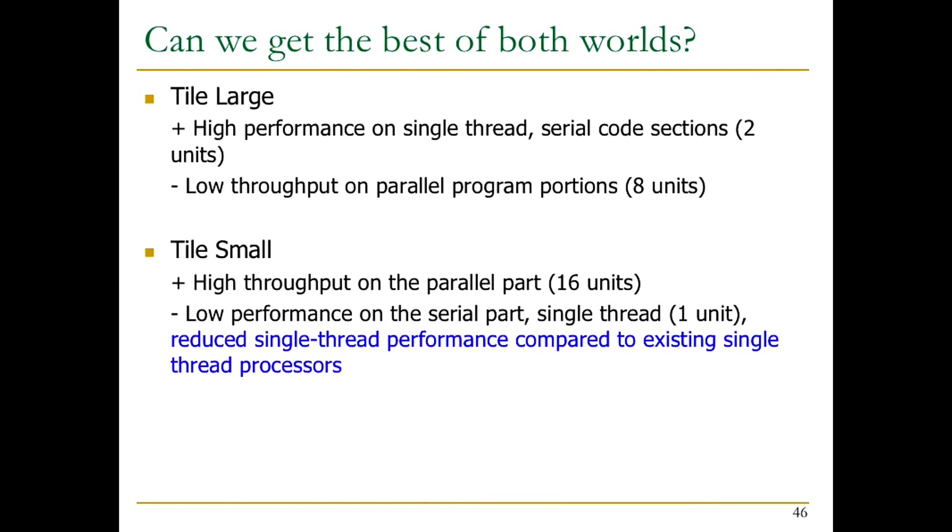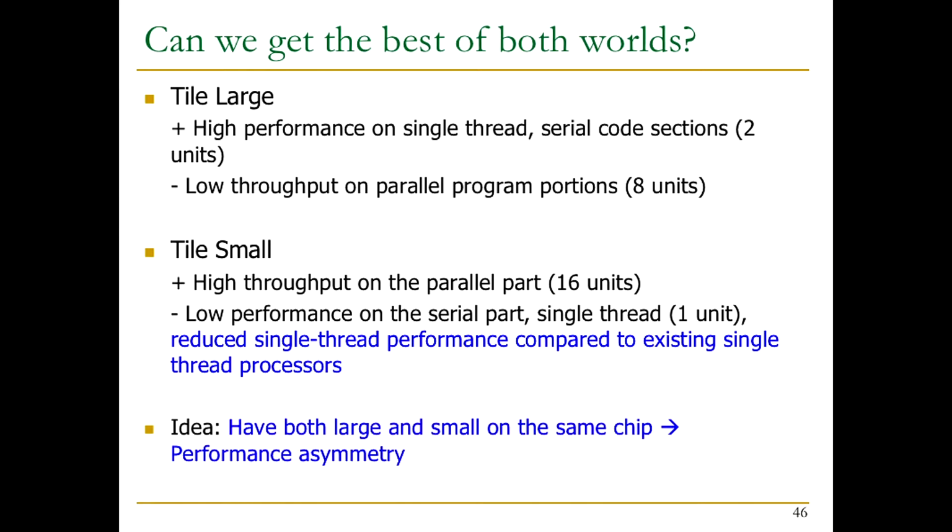So actually, that was one of the big disadvantages of the tile small approach. You would lose performance on the serial part compared to existing single core processors. You have an out-of-order core processor, which gives you, let's say, 2 units of performance. You move into the smaller core, you get 1 unit of performance. And that's never a good thing in the world. So these are actually not successful, as you can see, in the general purpose domain. In very special purpose domains, they may be successful.